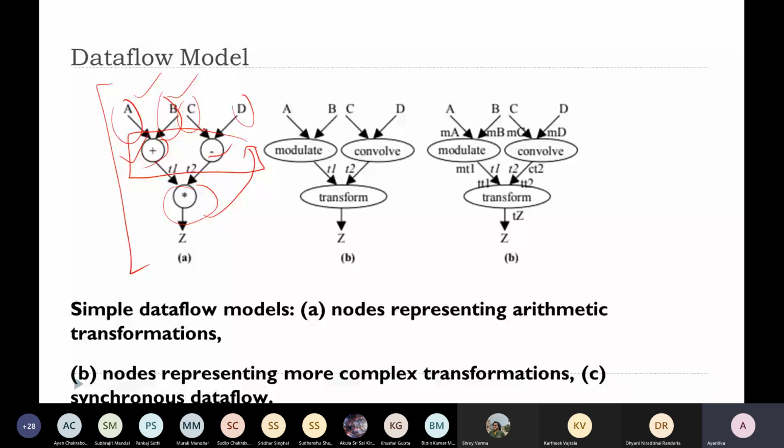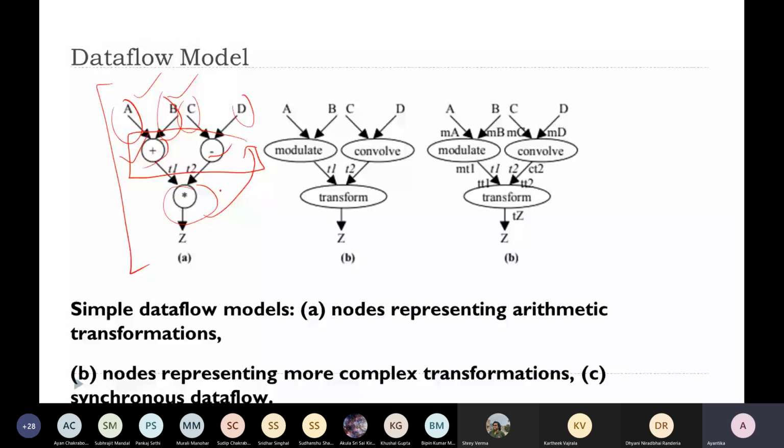So based on your data dependency, only that hierarchy is maintained, and based on that, the modeling technique schedules the algorithm, schedules the operations. So that is the concept of the data flow model. Of course, the data flow can be synchronous or asynchronous.